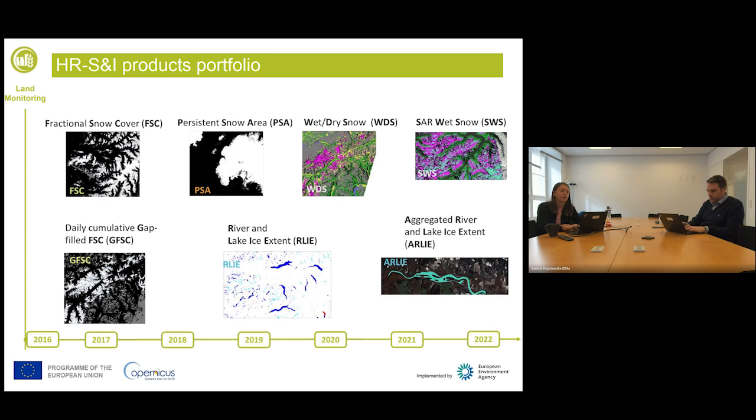And then we have 2 ice products defined on the hydrographic networks. There is river and lake ice extent that provides information about ice cover, and aggregated river and lake ice extent that provides information about the ice extent. The data is available since September 2016.